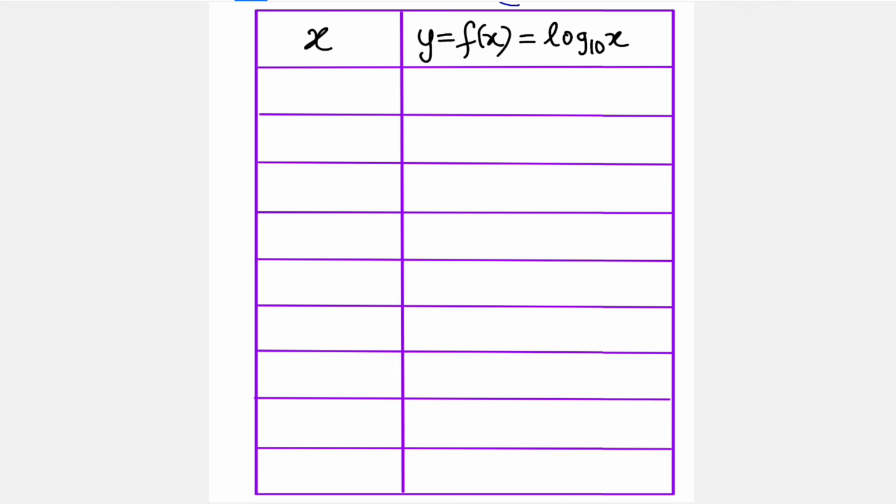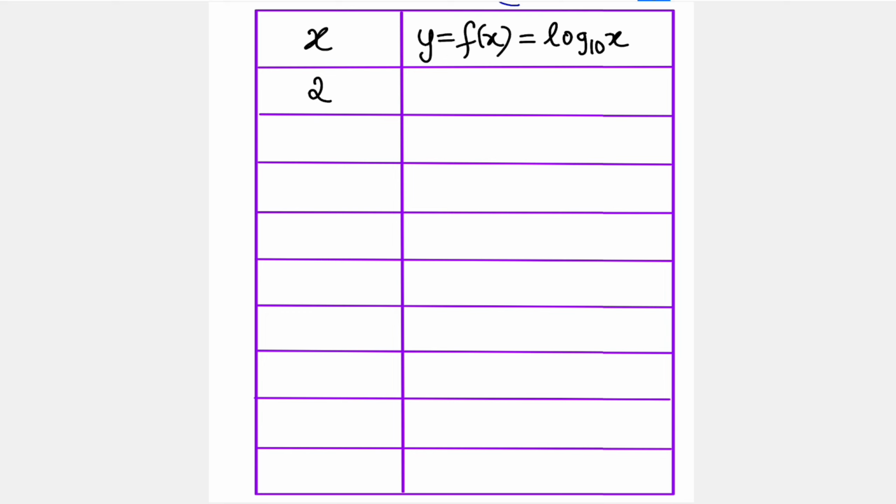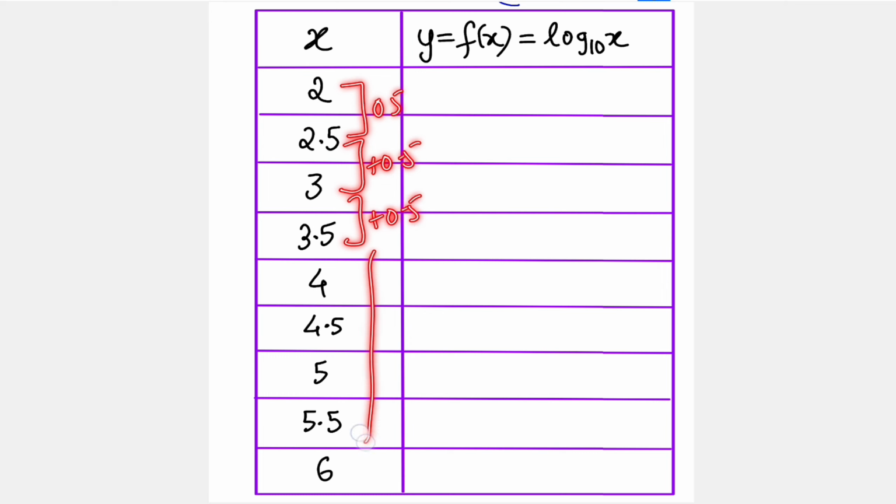The first value of x is 2, because the interval starts from 2 and goes to 6 for log x base 10. The width is 0.5, so we take steps of 0.5 and reach 6 from 2. So 2, then 2.5, 3, 3.5, 4, 4.5, 5, 5.5, then 6. This is how we reach 6, by adding 0.5 each time.